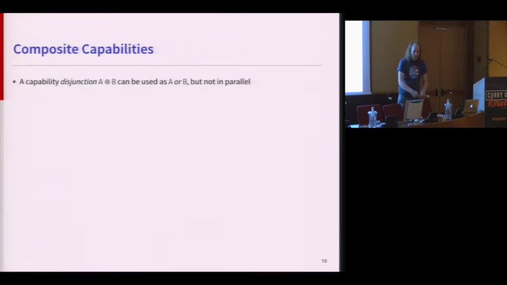So, when composing capabilities, if we use the plus symbol, this is a capability disjunction. You should think about this as: you can use this capability as an A or a B, but not both at the same time, not both in parallel. And this is because A and B might be sharing state.